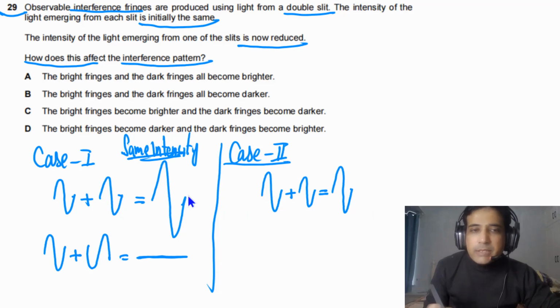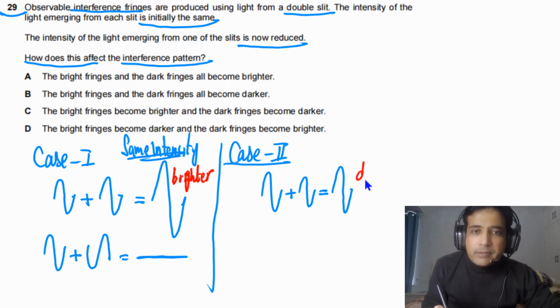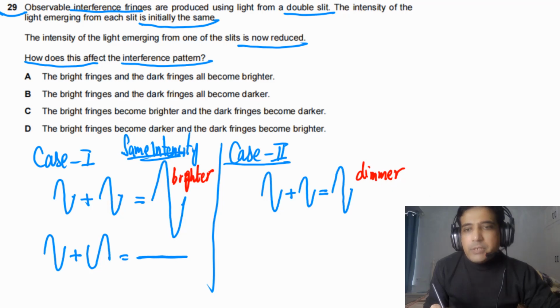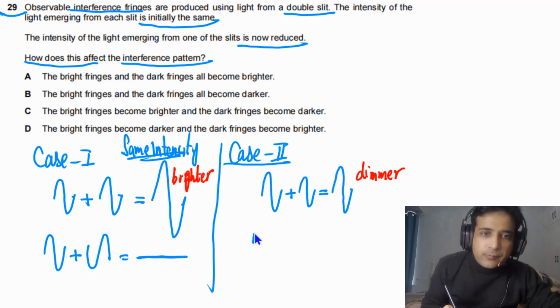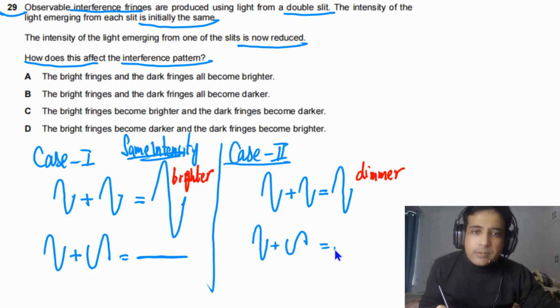And so we will say in this case, this one is brighter. So first of all, it is brighter in case 1, and in this case, this is dimmer, which means the bright fringes will get dimmer. Now we can go to the second case. For the second case, if we have this as 1, and the second one, this amplitude is smaller than the first one. So in this case, we will get some light. So we will get this one.